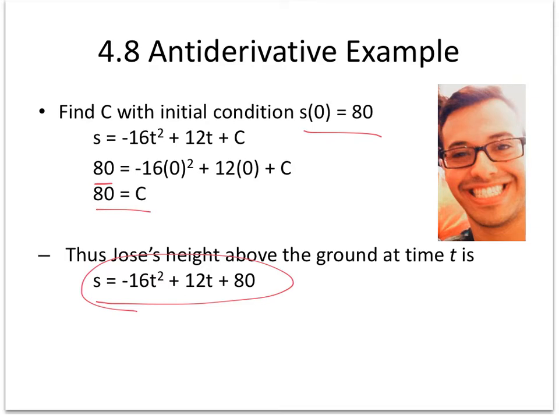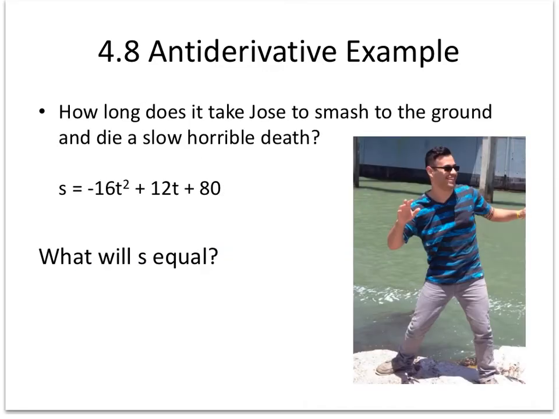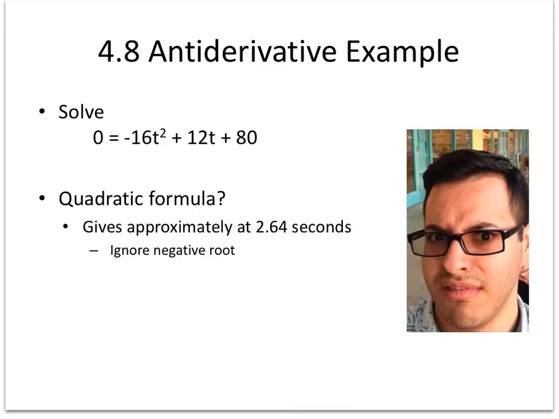So all I did was I started with acceleration, worked backwards, got velocity, worked backwards, and then got my original position. So how long does it take Jose to smash to the ground and die a horrible death? Well, when he smashes to the ground would be when my position function equals zero. I have a quadratic, so I can plug into the quadratic formula, and I can solve to get my answer, of course ignoring the negative root.